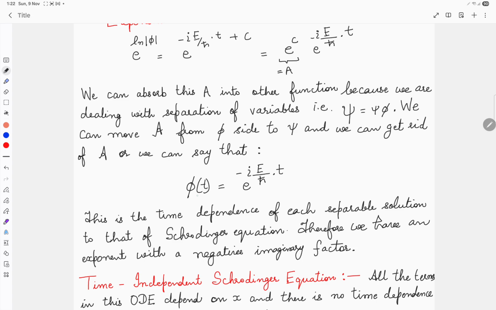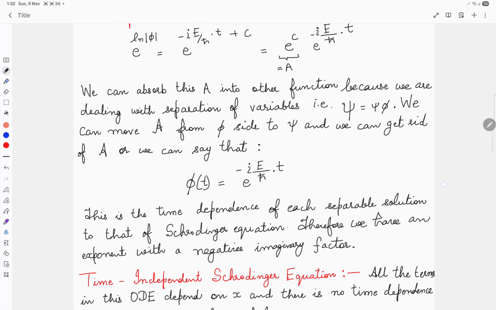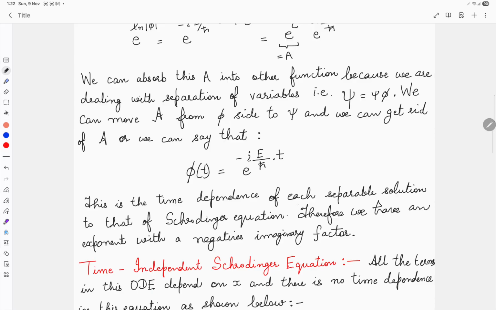We can say that this function phi of t, because this exponential and log will cancel out, is equal to e to the power minus iota E divided by h cross dot t. So this is the time dependence of each separable solution to the Schrodinger equation. This is the time dependent solution of the Schrodinger's equation.